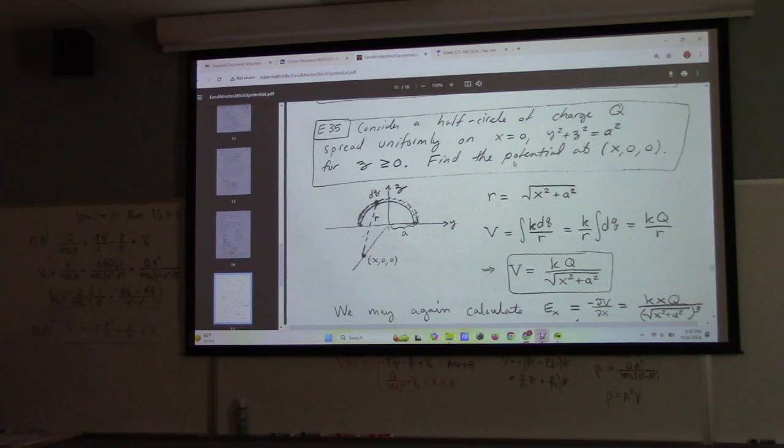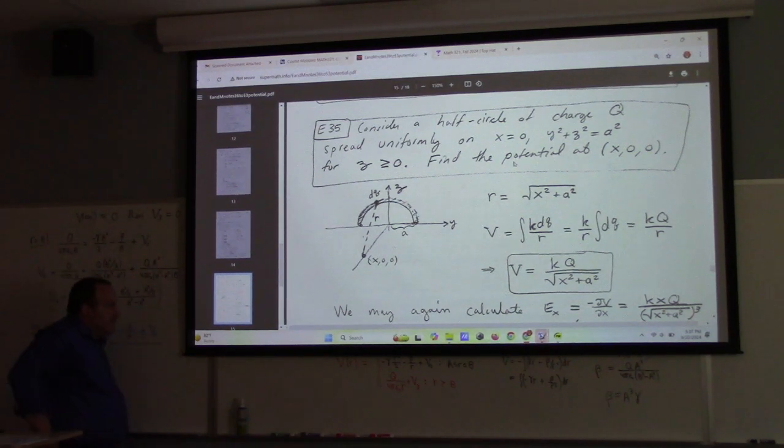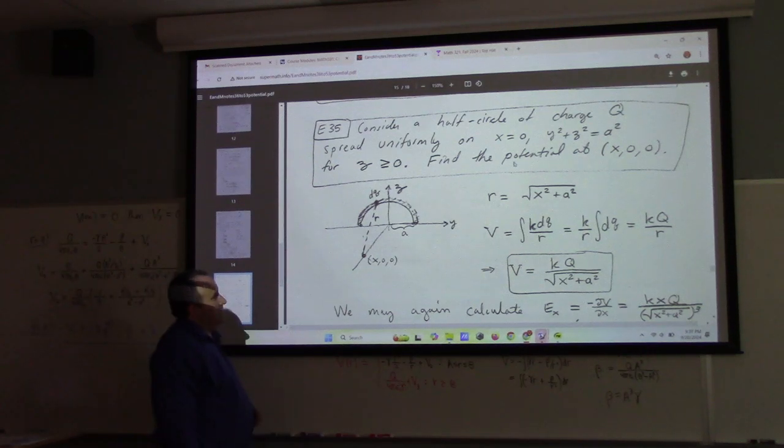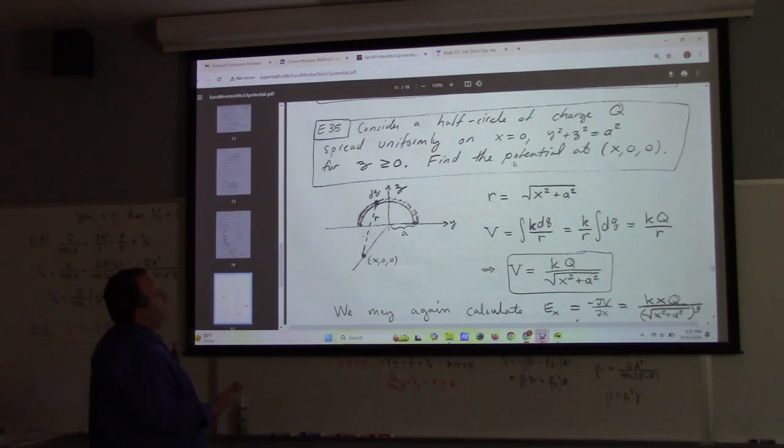There we go. So this is one of the things we should talk about briefly before I forget. Suppose I was trying to understand things about the voltage of a half circle with charge q spread uniformly, as pictured there on x equal to 0 and y squared plus z squared equal to a squared. At some point x, 0, 0, find the potential.